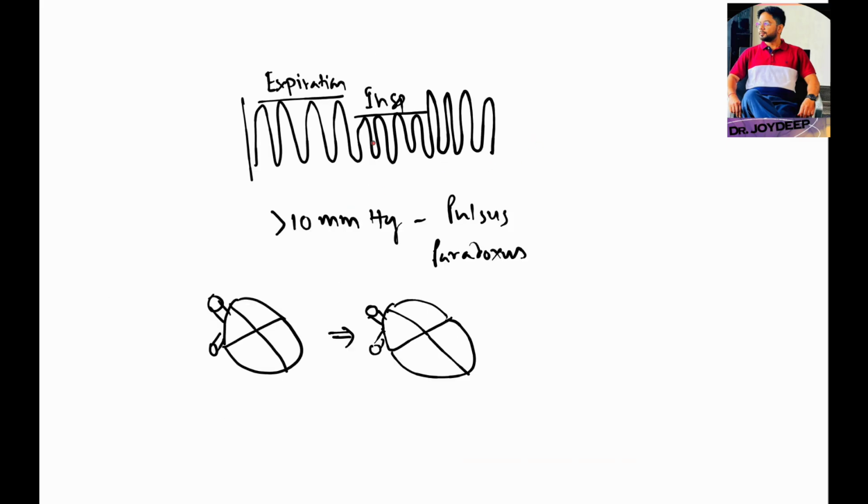So, during inspiration there is a decrease in the systolic blood pressure and during expiration there is an increase in the blood pressure. In a normal individual there is some gap seen. When this gap increases to more than 10 mmHg, that is called pulsus paradoxus.